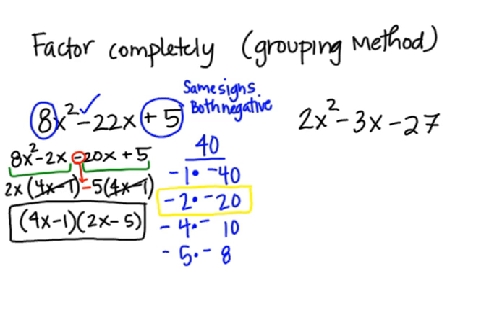what you're going to do is take that 2 on the front and the negative 27 on the back, and that gives you a negative 54. You know here that your signs are going to be different, and since your signs are going to be different, you'll have to plan accordingly. I'm looking for a negative 3.